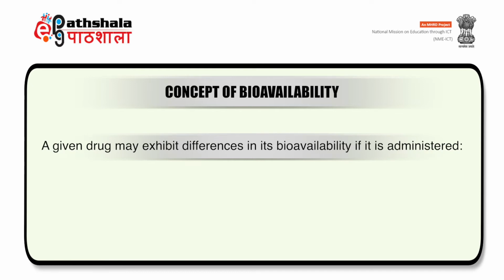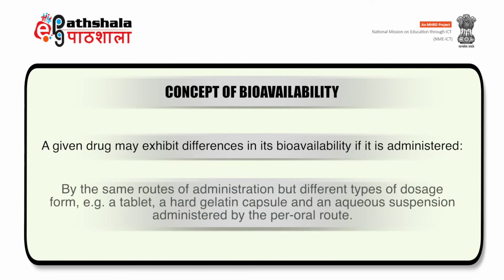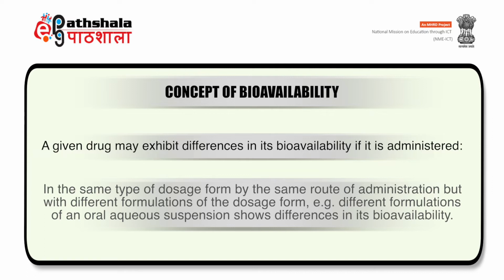Thus, a given drug may exhibit differences in its bioavailability if it is administered in the same type of dosage form but given by different routes of administration. For example, an aqueous solution of a given drug administered by the oral and intramuscular routes; by the same route of administration but different types of dosage forms, like for example a tablet, a hard gelatin capsule and an aqueous suspension administered by the peroral route; or in the same type of dosage form by the same route of administration but with different formulations of the dosage form. For example, different formulations of an aqueous oral suspension show differences in their bioavailability.